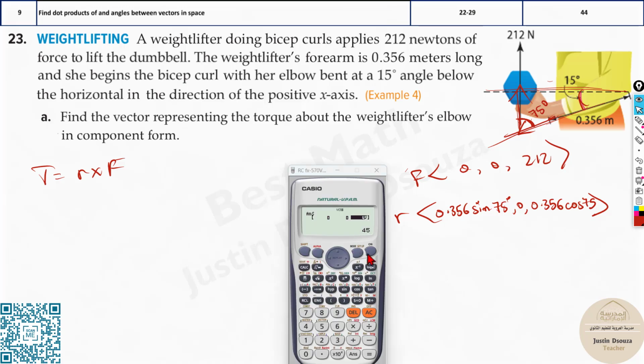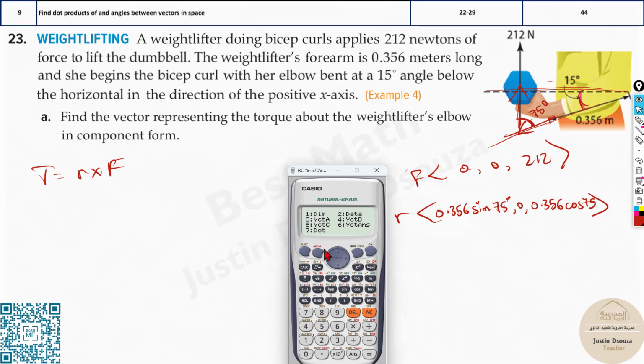Here again we are doing a new problem, so we can go to mode 8 and the first vector, it's dimension 3, 0.356 sine 75, close the bracket, and then it's 0 here, and then we have 0.356 cosine 75 degrees. And that's done. We have inputted it. Press AC.